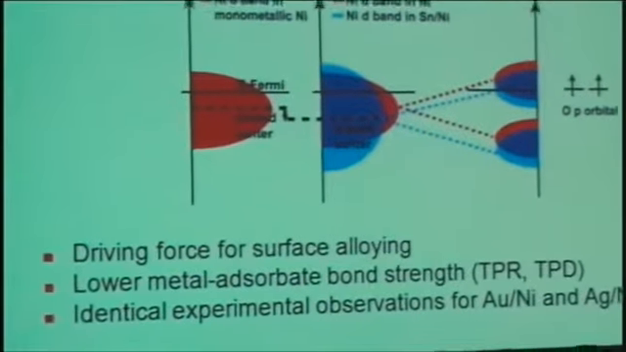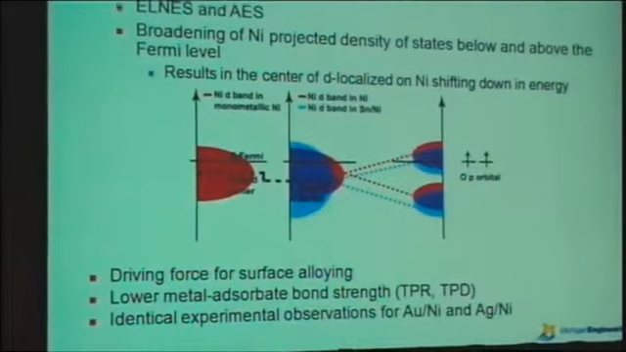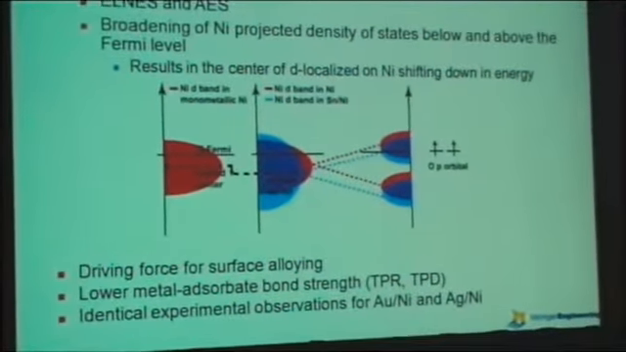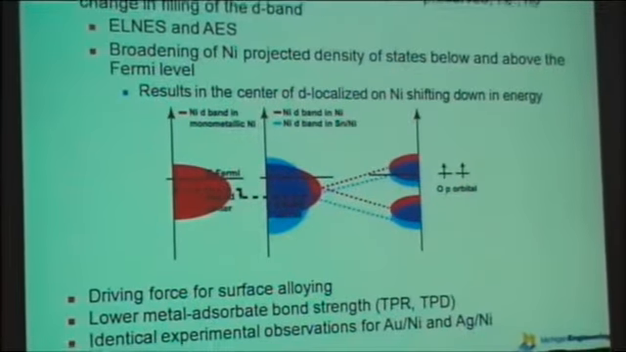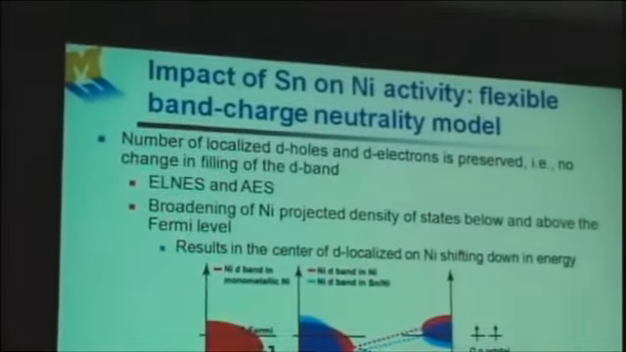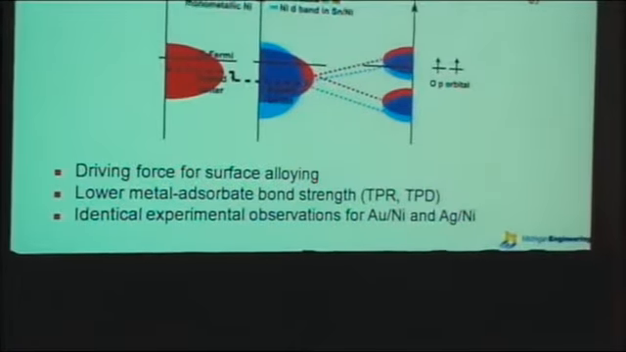As the center of the d band shifts down in energy, that's telling me that I have nickel d electrons associated with this Sn nickel that are less energetic than in the case of pure monometallic nickel, and these electrons are now interacting with adsorbates in a way that these adsorbates are binding less strongly to the identical geometric site in Sn nickel as compared to pure monometallic nickel.